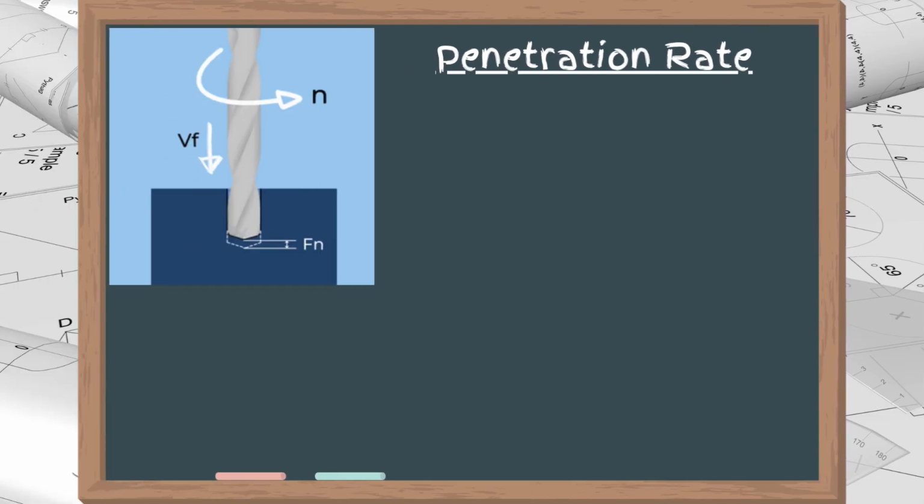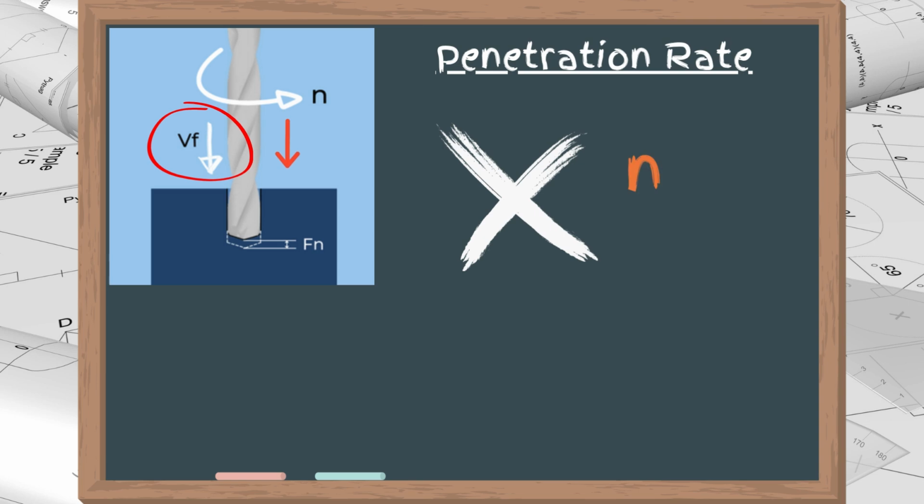We will now look at a term that is unique for drilling, called the penetration rate, which tells us how fast the drill is drilling. It is the linear speed at which the drill advances through the material. To calculate it, we simply need to multiply the spindle speed by the feed per revolution. Hence, Vf equals n times Fn.